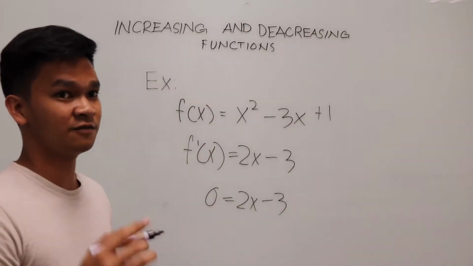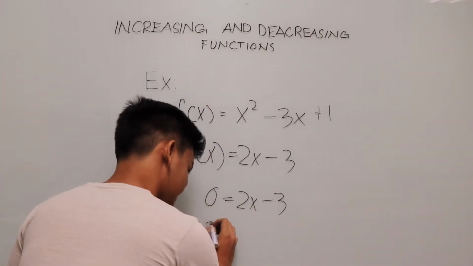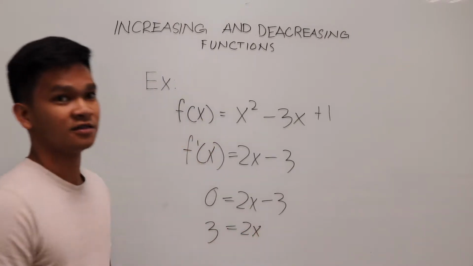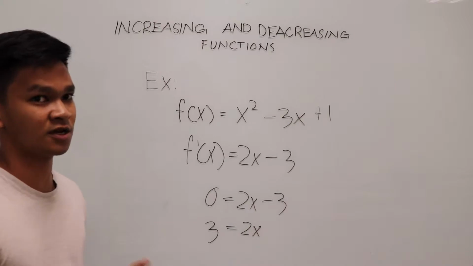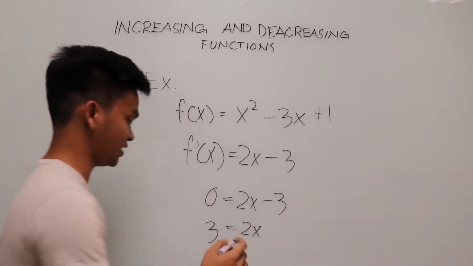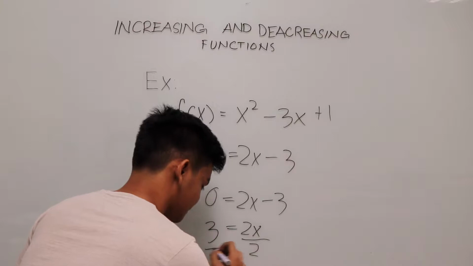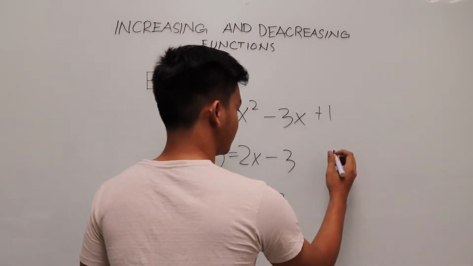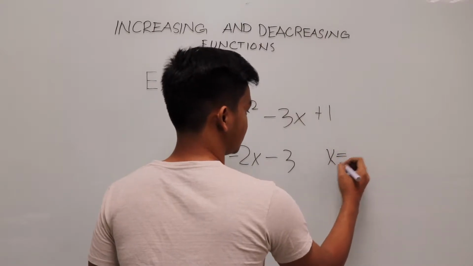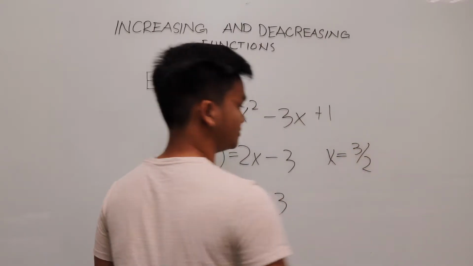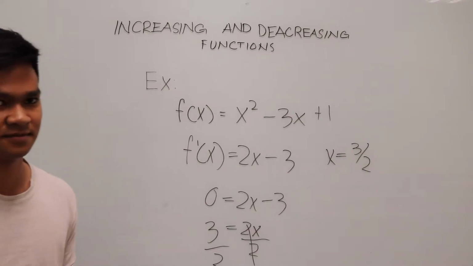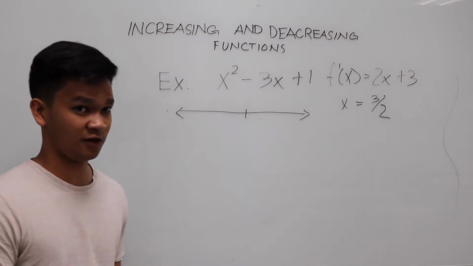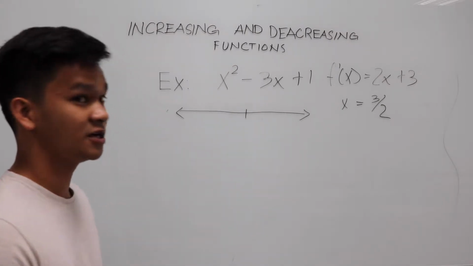We transfer negative 3 to the left side, so it becomes positive. Then divide both sides by 2, so we can cancel the 2 from the 2x. So we have our critical point, x equals 3 over 2.